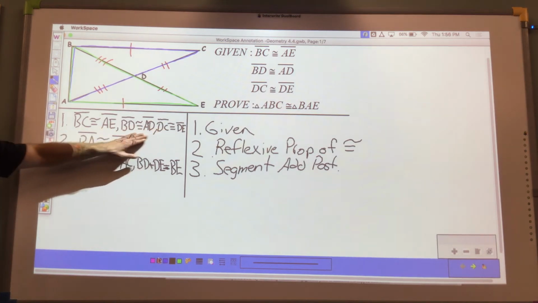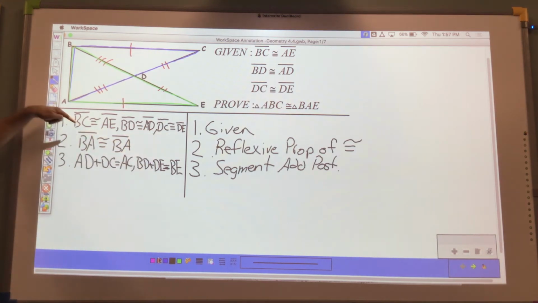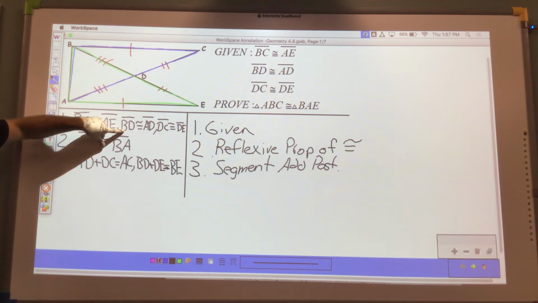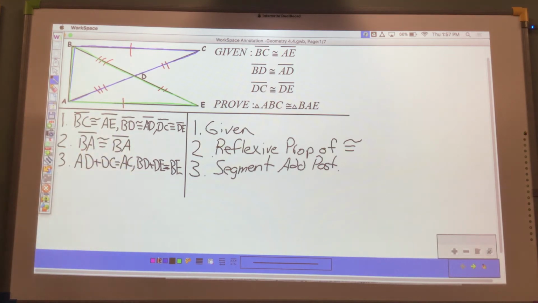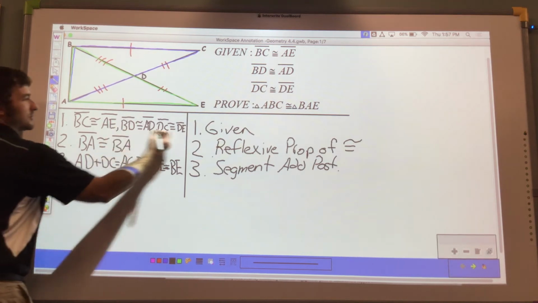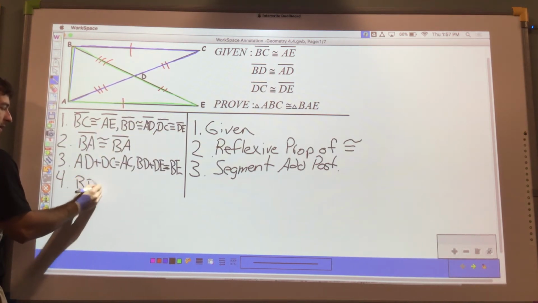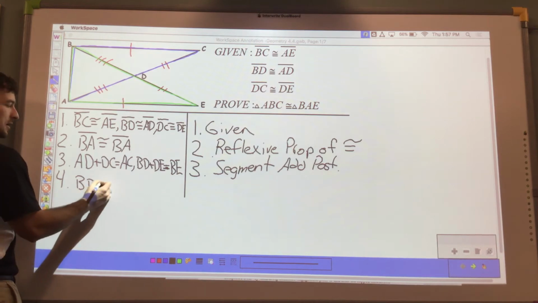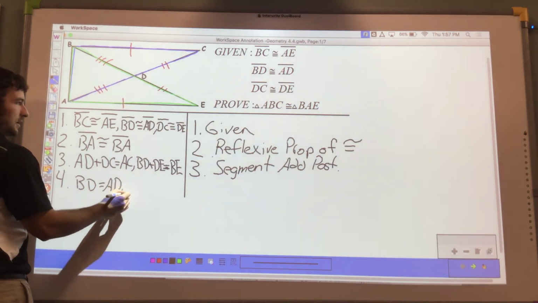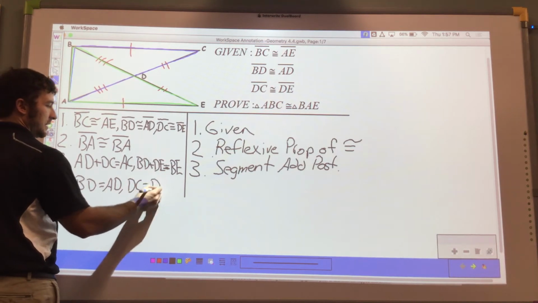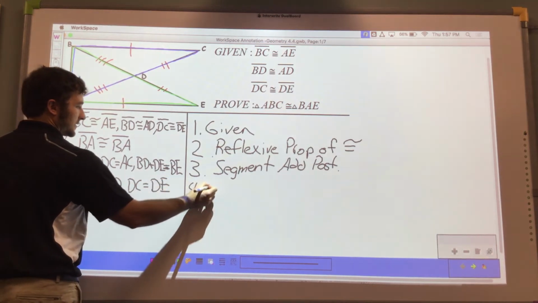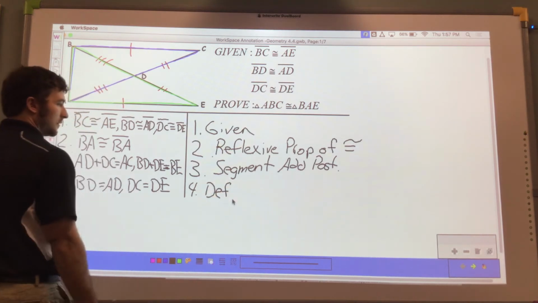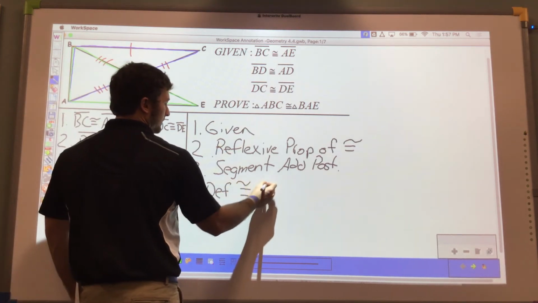And this is going to come in handy here. We're going to need to do some substitution. But before we can substitute, we have to change to equal. Because right now this is segment BC, for example, let's look at these. This is segment BD, for example, where this is the length of BD. We have to get those to match up. So step 4 is going to be change these two to equal. So BD, not segment BD, equals AD. And DC equals DE. So that's definition of congruent segments.